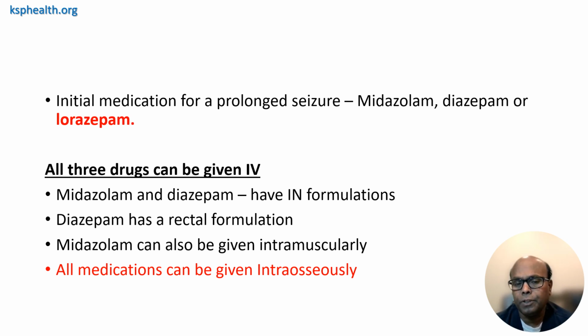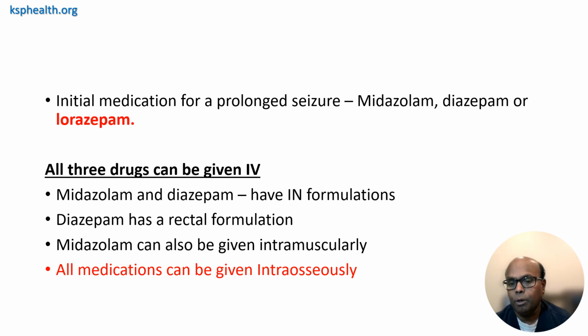The initial medications for prolonged seizures are midazolam, diazepam, and lorazepam. All 3 drugs can be given intravenously. Midazolam and diazepam have intranasal formulations. Diazepam has a rectal formulation. Midazolam can also be given intramuscularly. All medications can be given intraosseously.